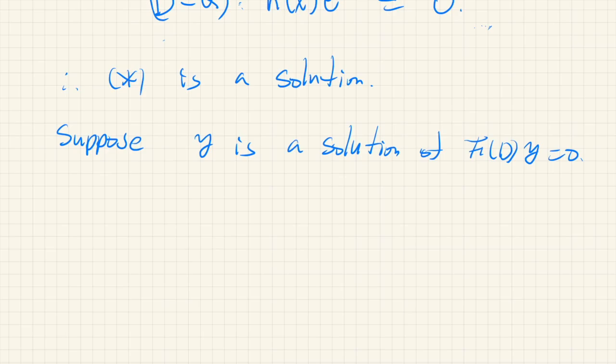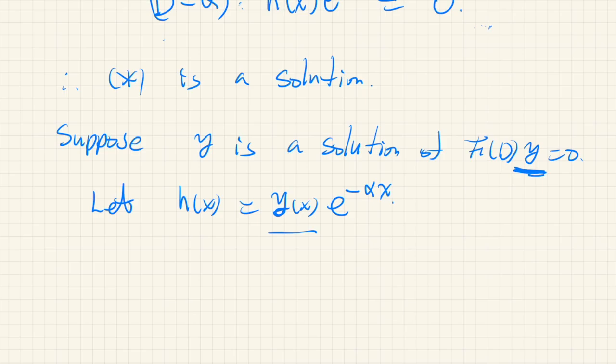Then let's define h of x as y of x times exponential of negative alpha x. So this y of x is this solution. Then, multiplying exponential of alpha x to both sides here, we have y equal to h of x times exponential of alpha x.